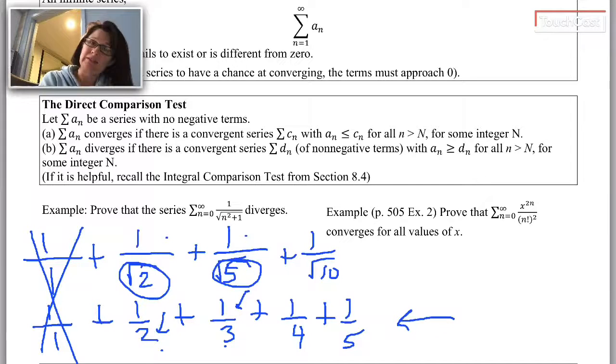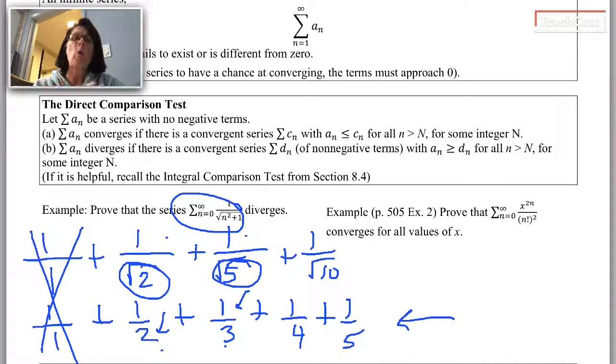And I know the harmonic series diverges, so I would summarize my answer. I would say, since this series has only positive terms, and I can compare it with the series 1 over n, which I know diverges, and term by term, my series has terms that are greater than or equal to the corresponding terms in the harmonic series, therefore my series also diverges.